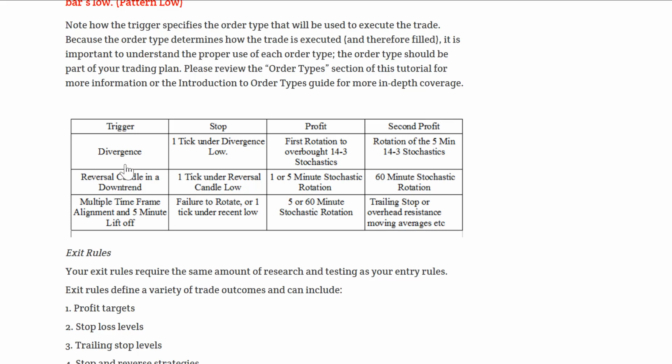And sometimes we see a divergence. If you see a divergence and a reversal candle, you want to put that 1 tick under the reversal low. Make sure your 1 minute and 5 minute stochastic rotation are headed in the same direction. And maybe even take a look at that 60 minute stochastic, because that would be a big plus if that was in your favor too.